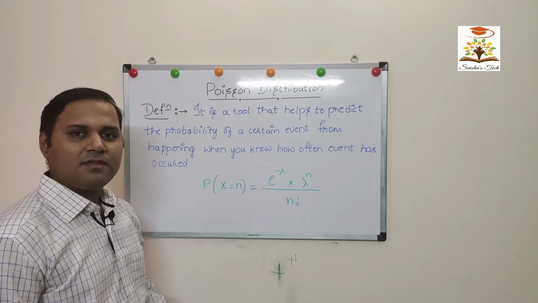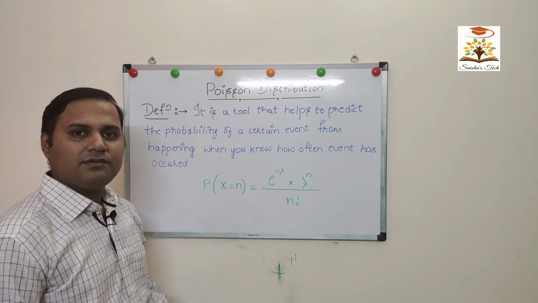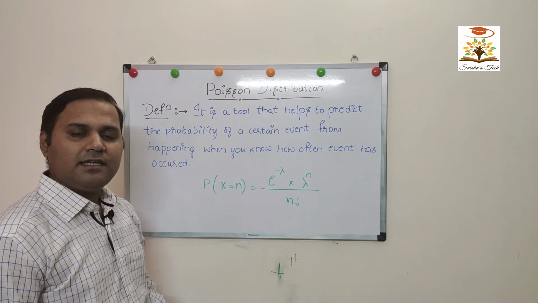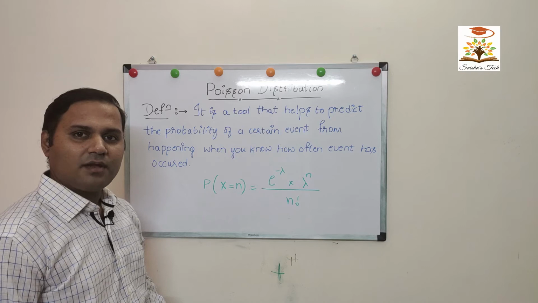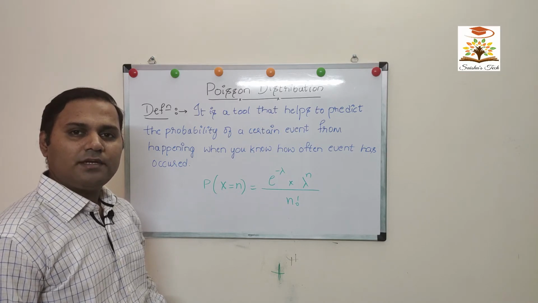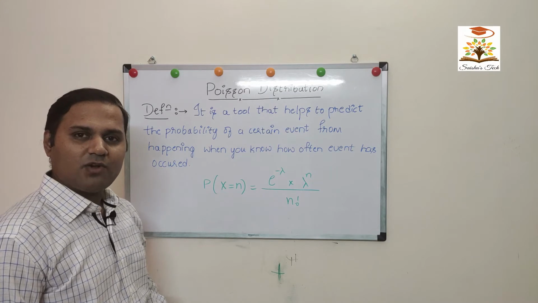Or there were 60,000 to 70,000 positive COVID-19 cases daily from the past week. Now what is the probability we will have 50,000 COVID-19 positive cases tomorrow?